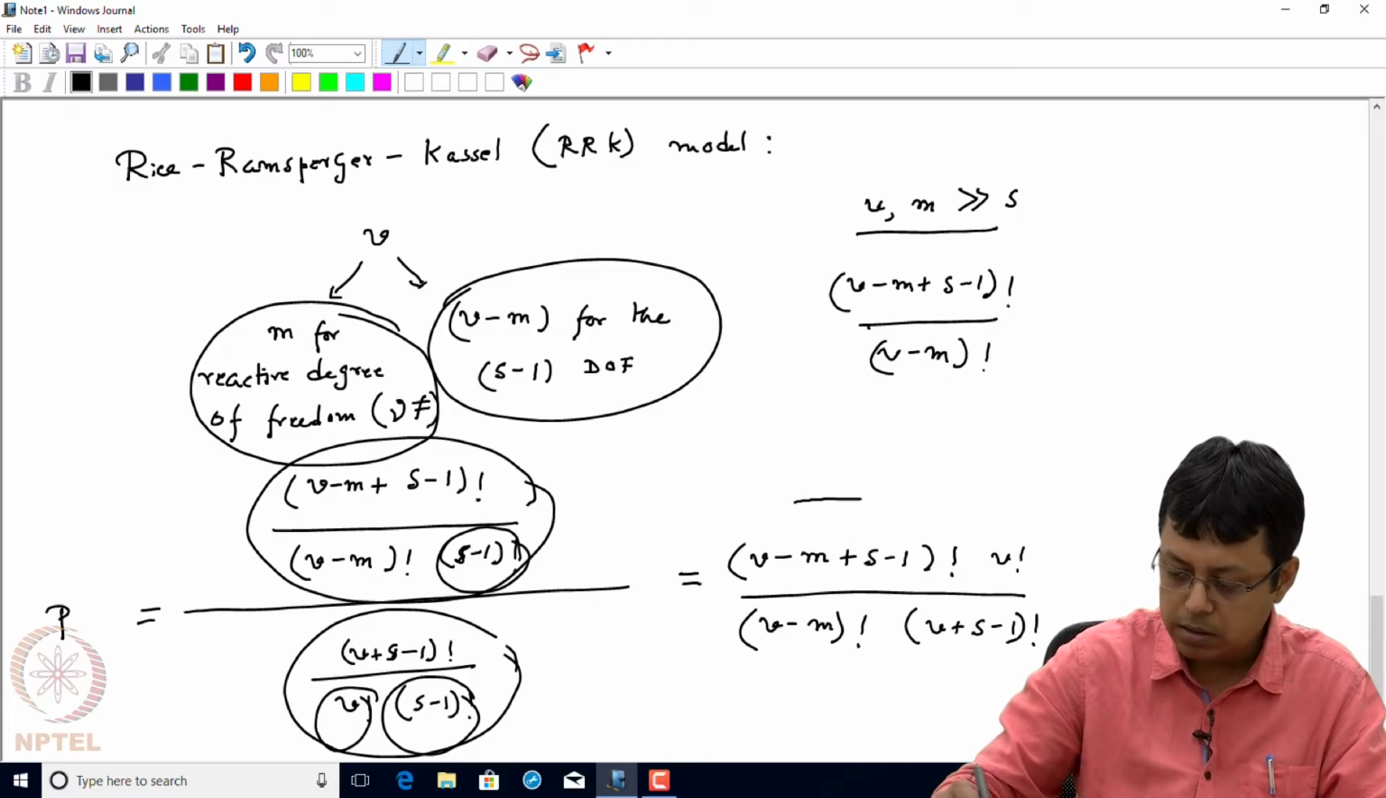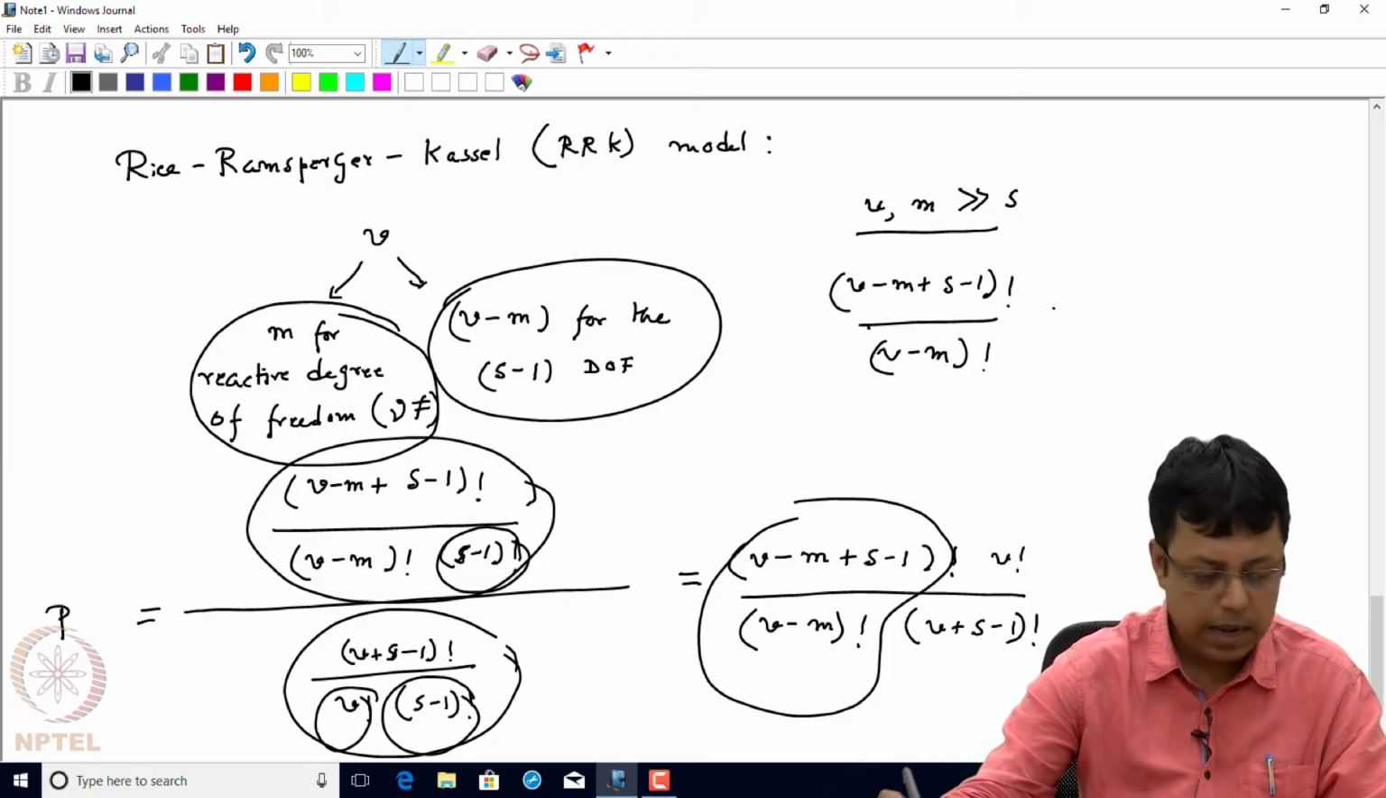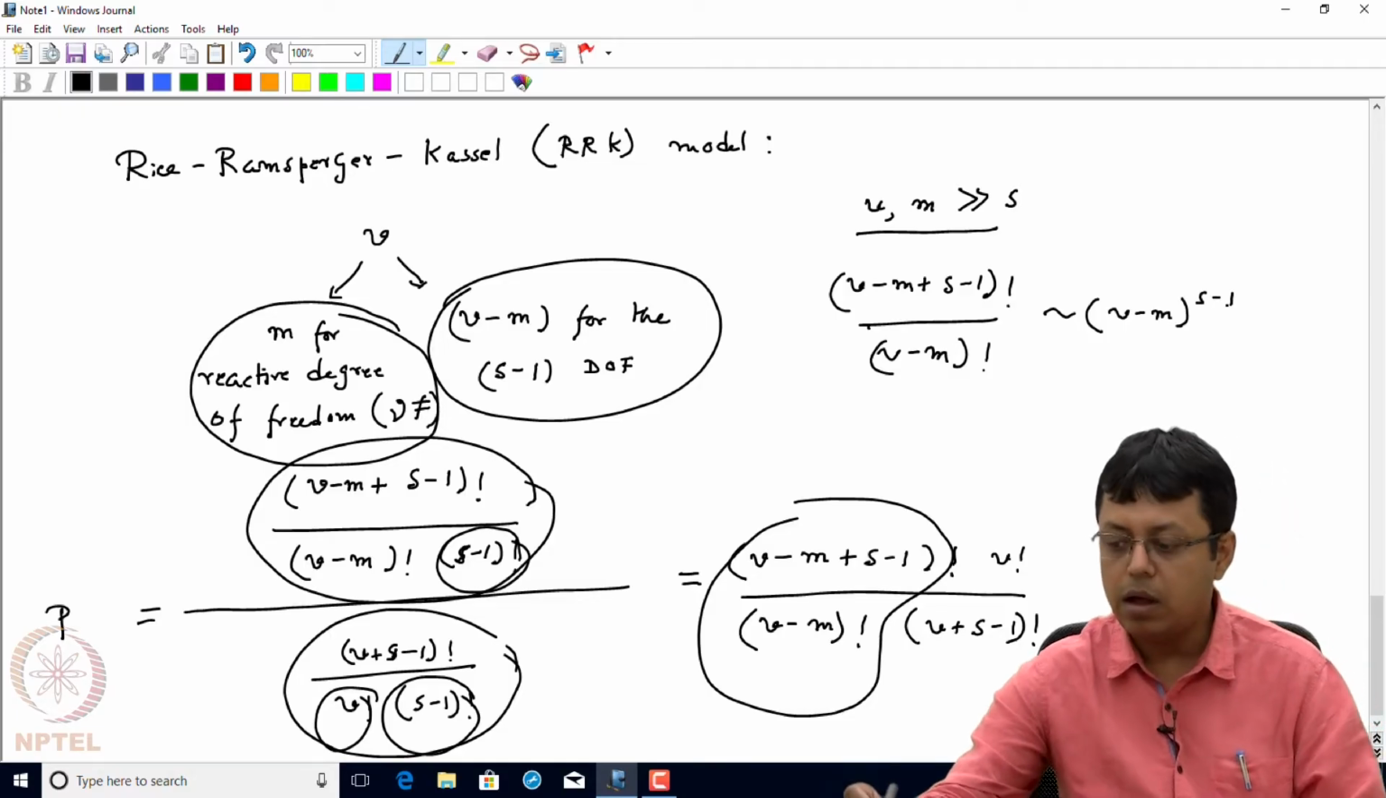So, this part will go as (V minus M) raised to the power S minus 1. Now, how do we get it?